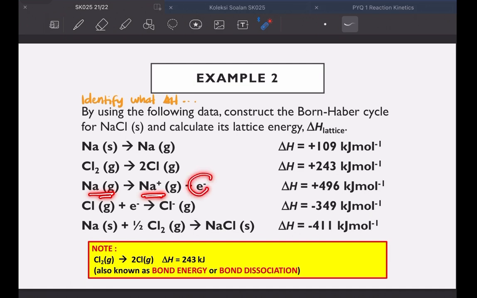So here we have electron, that means this is removing electron, so IE, IE1 to be exact. Then we have this, you are gaining 1 mole of electron, so this will be electron affinity. And then here, finally, we have formation of our NaCl ionic solid from its most stable element, right? So this will be delta H formation, okay? Once you know all that, you can use the sequence and draw your Born-Haber cycle accordingly.